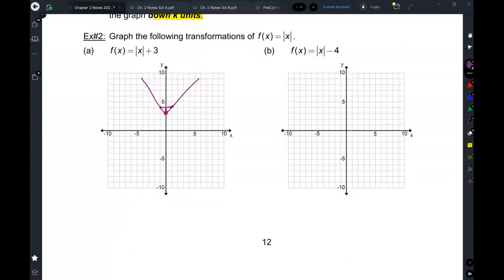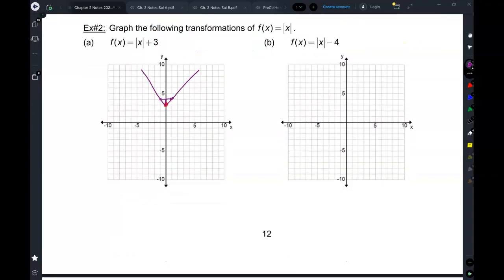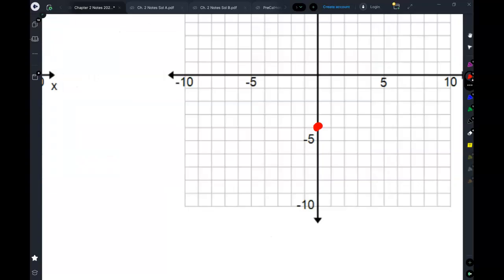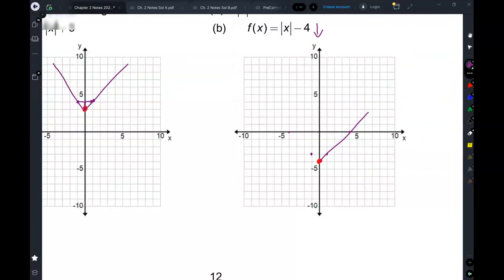Okay, now what about this one? Absolute value of x minus 4. Where is that going to move the graph? Down 4. So now I'm just going to go down 4. I'm going to go up 1 over 1, up 1 over 1, and here. I just want to put another point here so I can scale it. Oh, okay, see, that wasn't a straight line. That's no good because I am not using a ruler. Use a ruler.